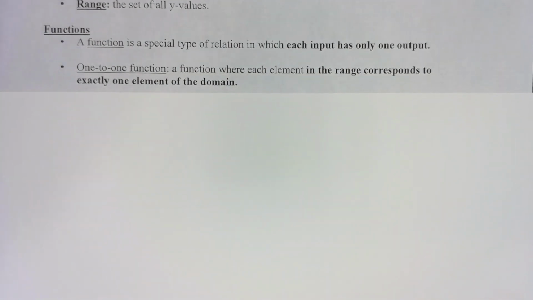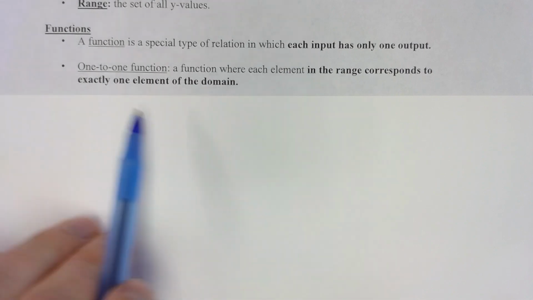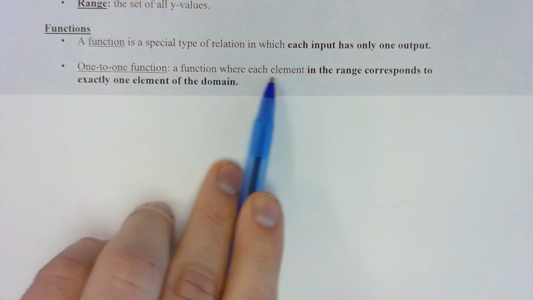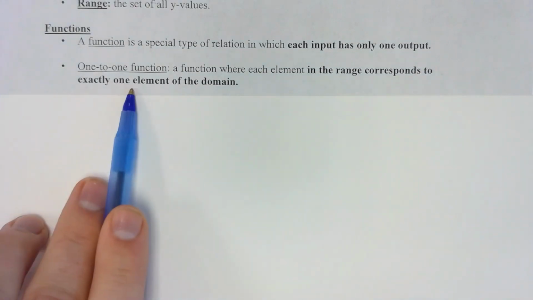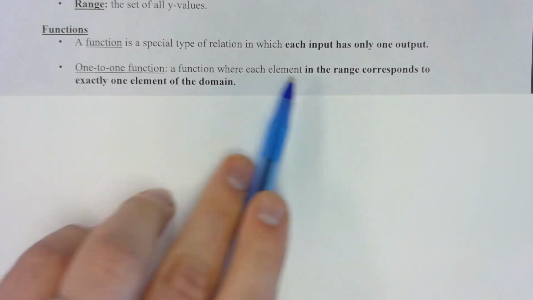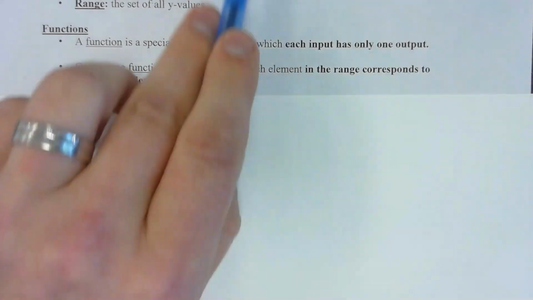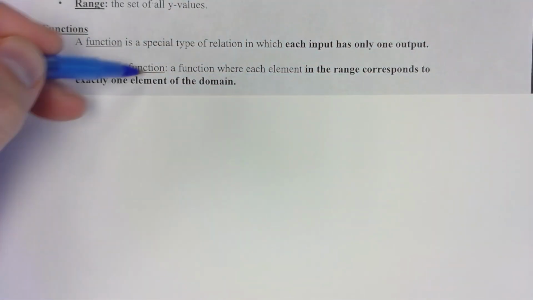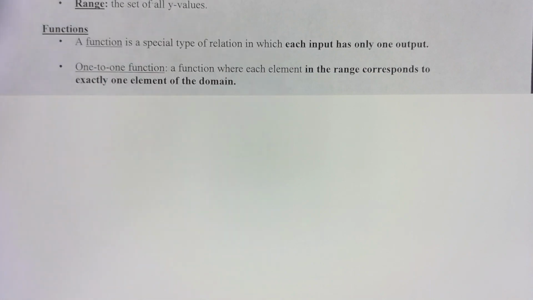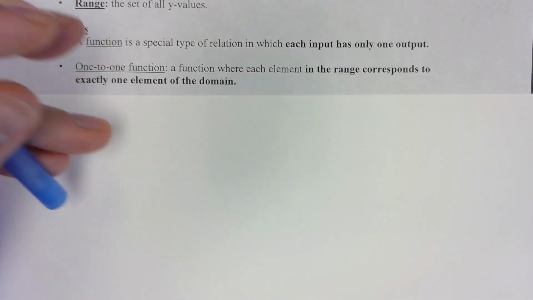A one-to-one function, this isn't as important to me, but a one-to-one function is a function where each element in the range corresponds exactly to one element in the domain, meaning that the range doesn't repeat either. The y values don't repeat either. For instance, a line on a coordinate plane is always a one-to-one function unless it's a vertical line, okay?